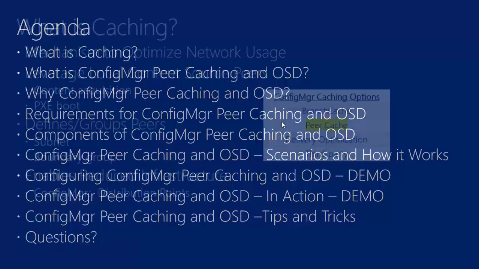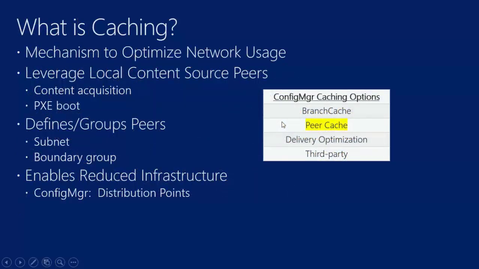All right. So what is caching? This is not a Config Manager specific discussion. I'll probably weave a few Config Manager things in here as we go. But in general, whether we're talking about BranchCache or peer cache or Delivery Optimization or third-party caching products, or even when we're not talking about Config Manager at all, caching is a mechanism that will help optimize network usage.